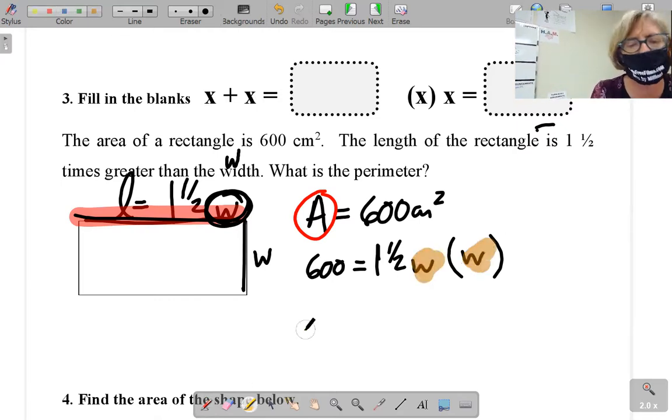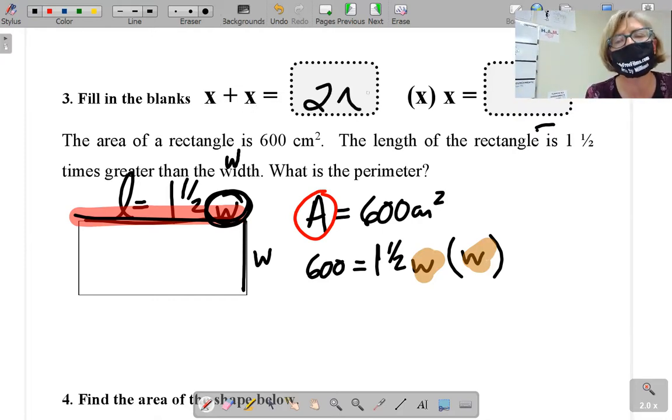Okay, here's the trick to the whole problem here. What is W times W? No, just W times W in general. Like up here, what's X plus X? No, how many X's? Okay, so that's 2X. What would X times X be?